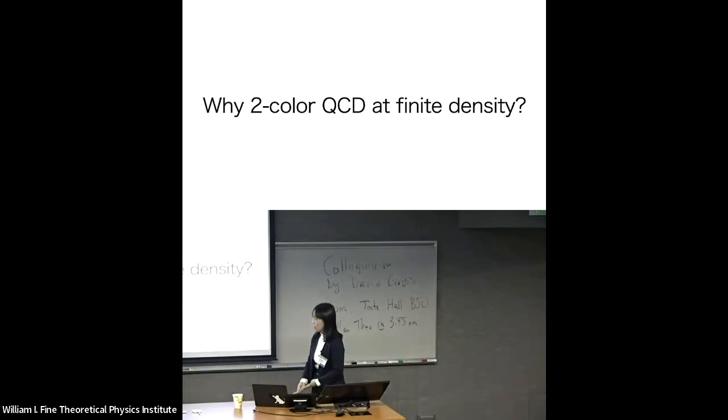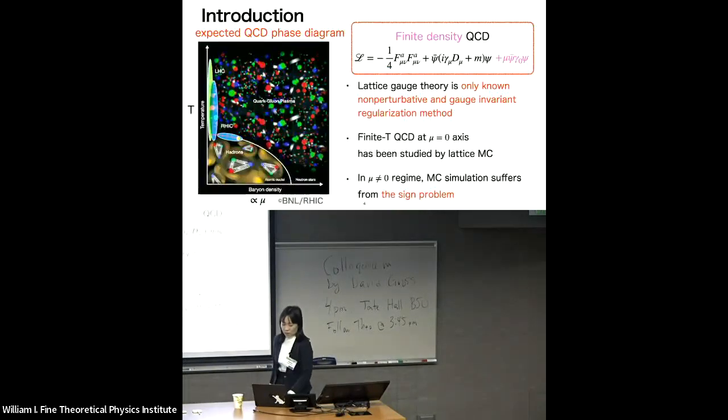Let me start with why we study 2-color QCD at finite density. This is a general introduction. This is the famous expected QCD phase diagram. Ideally, we would like to consider finite density QCD. The Lagrangian is given by this equation. This is the standard QCD Lagrangian. And this is a number operator, and the associated coupling constant is the quark chemical potential mu.